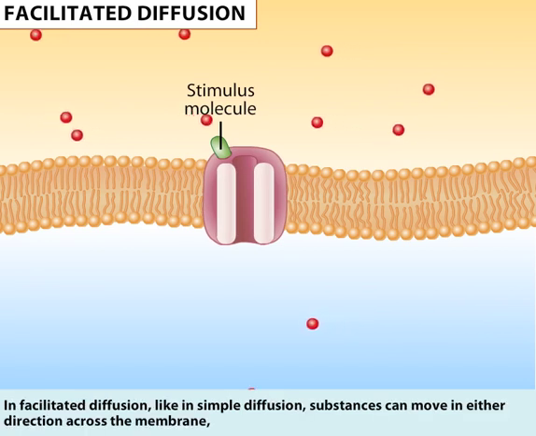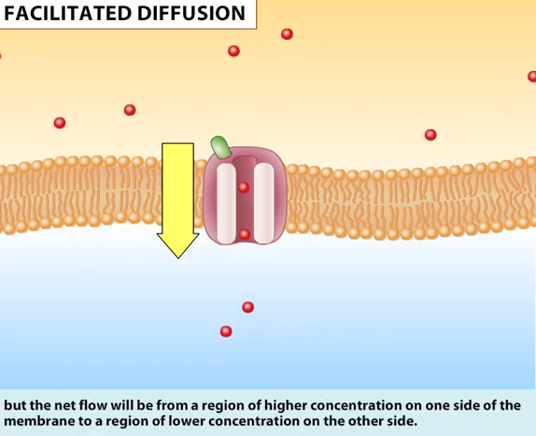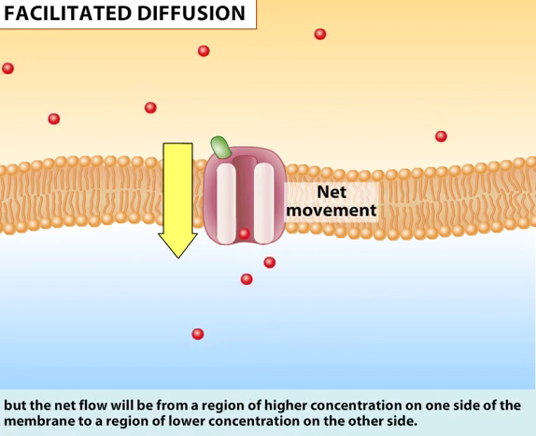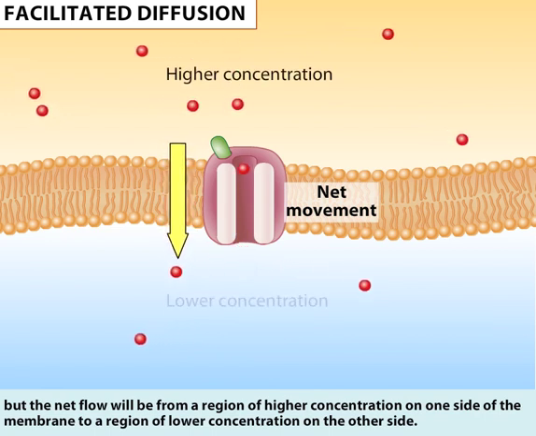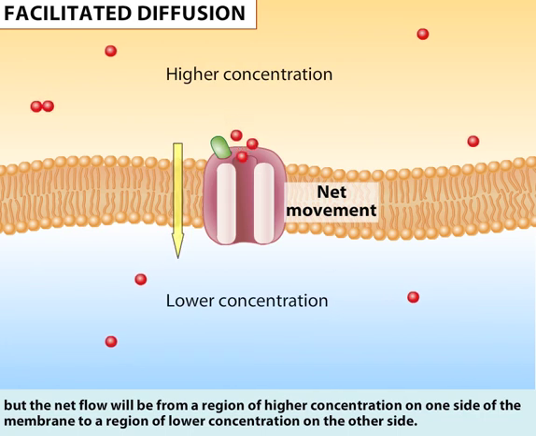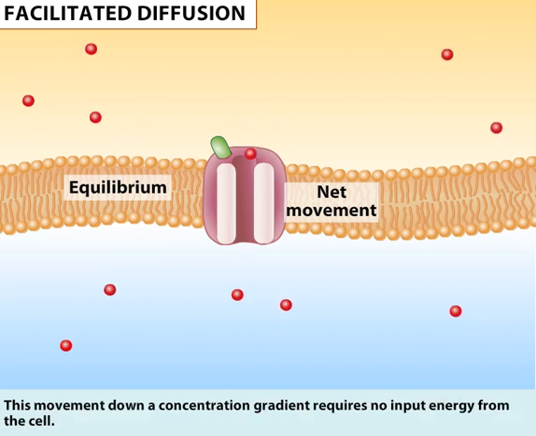In facilitated diffusion, like in simple diffusion, substances can move in either direction across the membrane, but the net flow will be from a region of higher concentration on one side of the membrane to a region of lower concentration on the other side. Thus, the process is still one of diffusion, but is facilitated by a molecule that creates a passageway in the membrane. This movement down a concentration gradient requires no input energy from the cell.